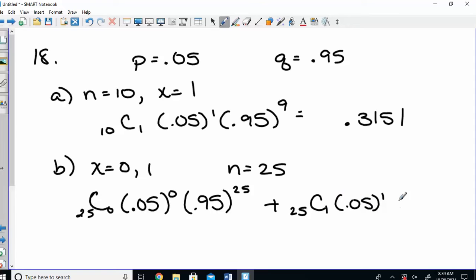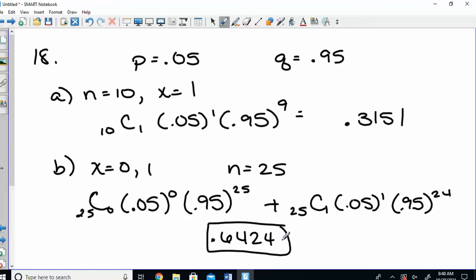We also need to find the probability of 1. So 25 choose 1, 0.05 to the first, 0.95 to the 25 minus 1 is 24. It's like saying 1 person dies and 24 survive, or nobody dies and all 25 survive. Then you just put those in your calculator, and your total answer is 0.6424. I just plugged it all in at once. You can do them individually.